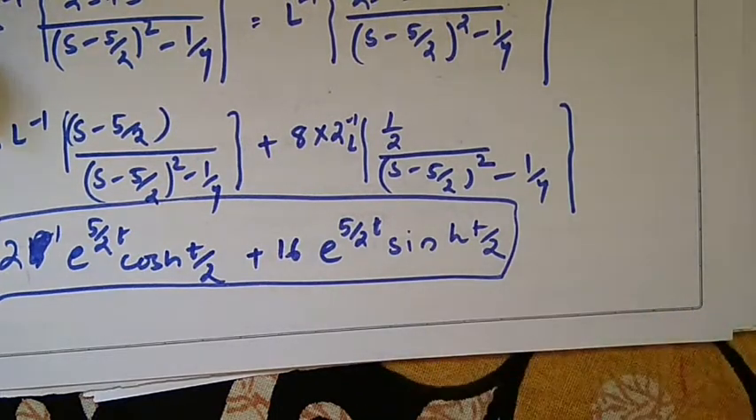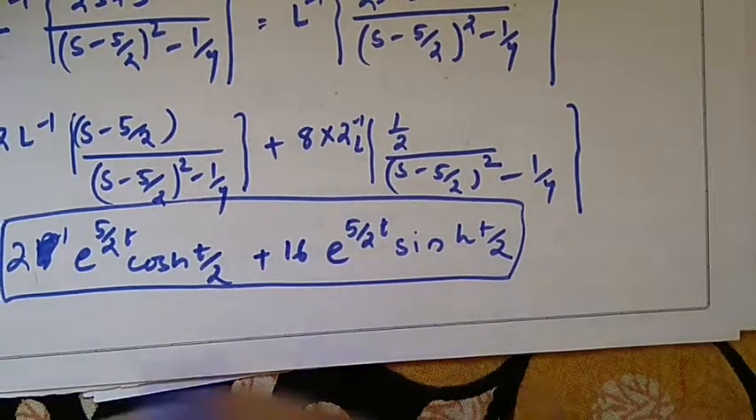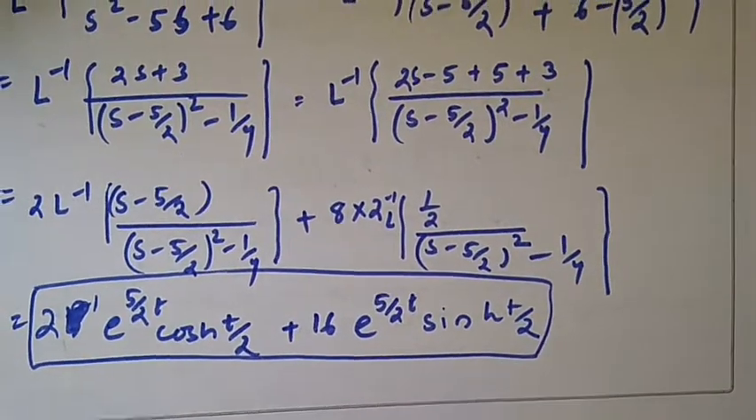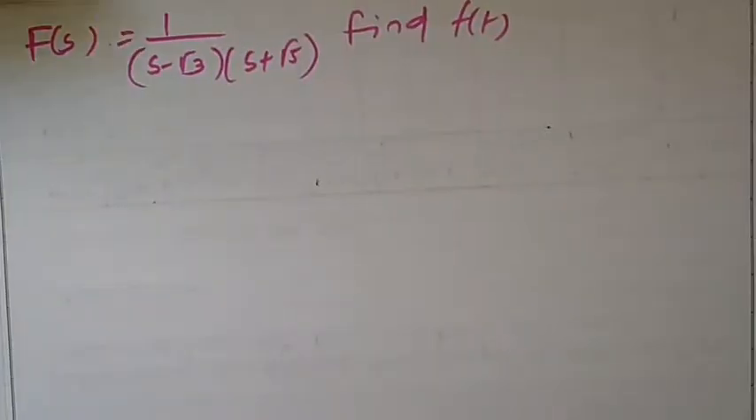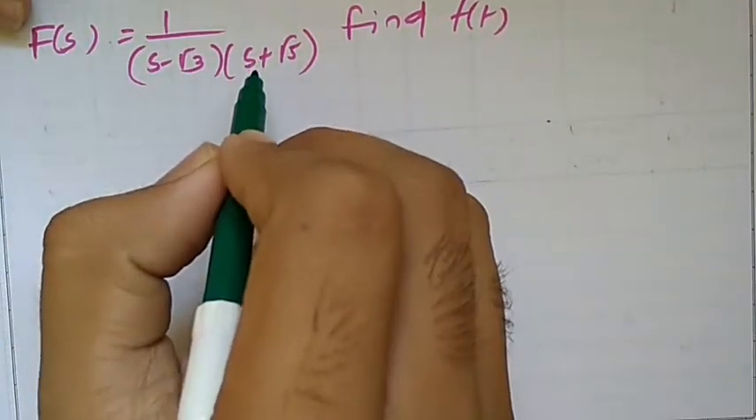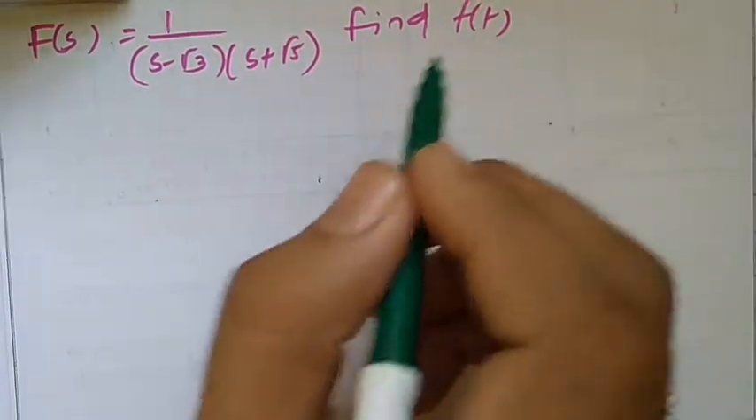You can also use the method of variation of parameter, that is also very easy. I will use that in the next question. Okay, this is the second question. Here F of s is equal to 1 by (s minus root 3) into (s plus root 3), and we have to find f of t.